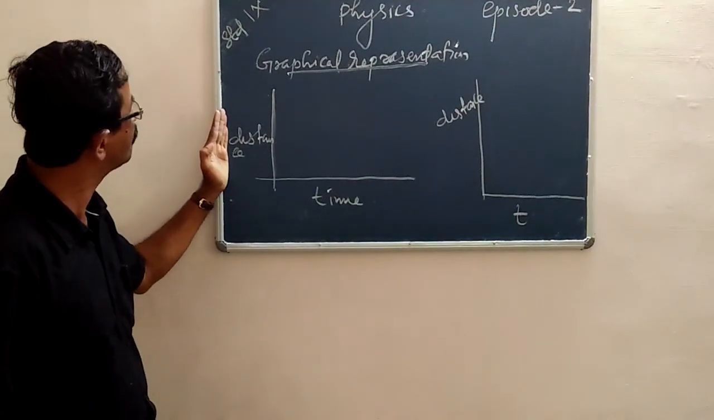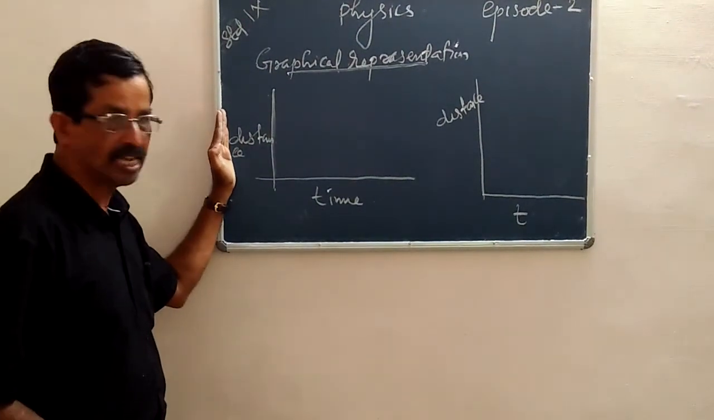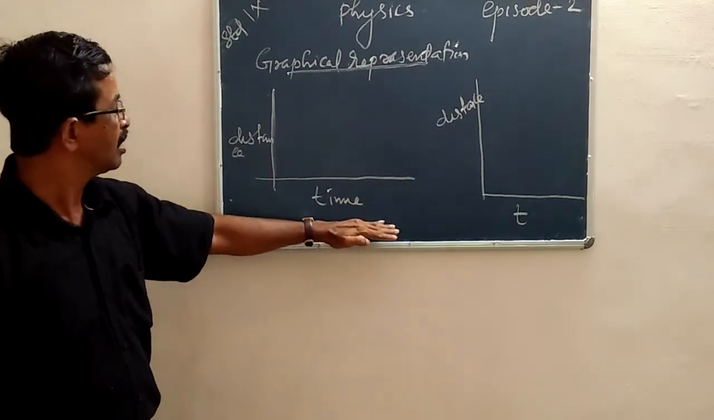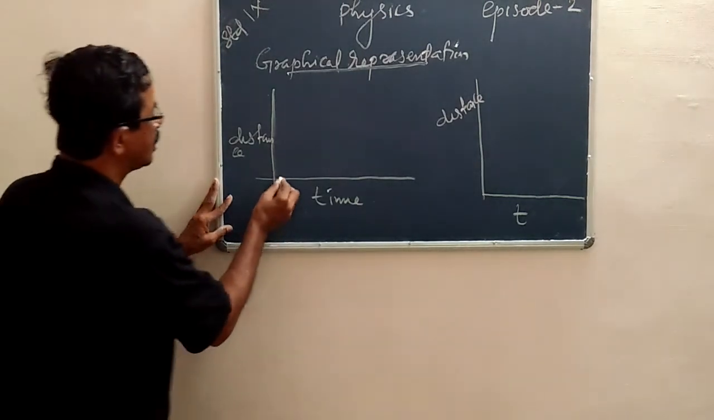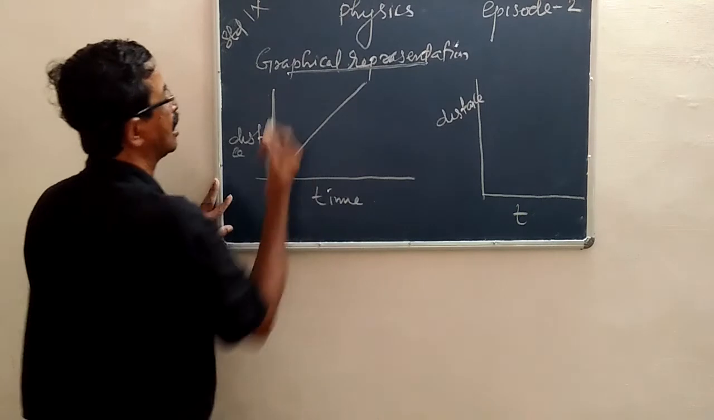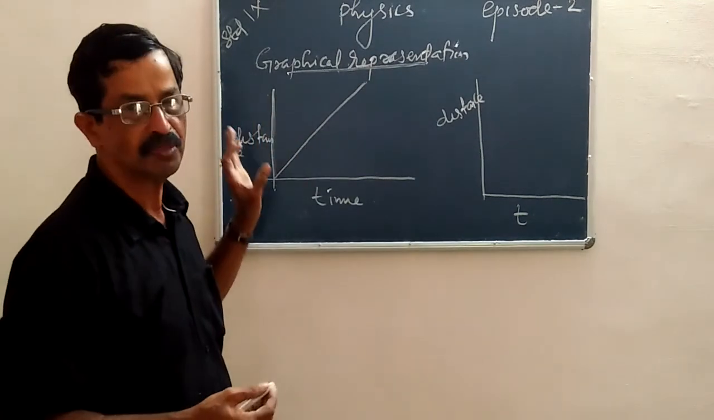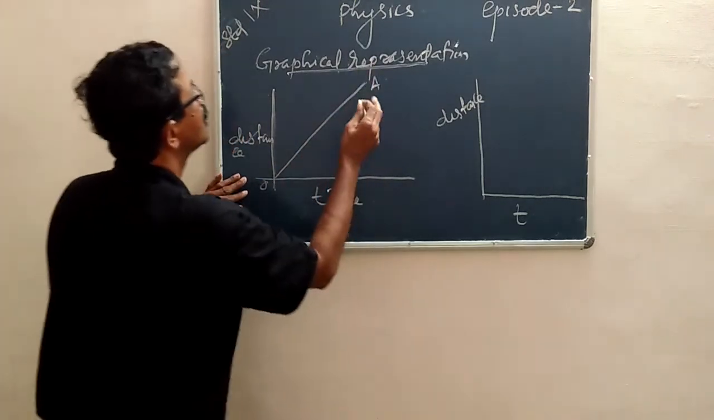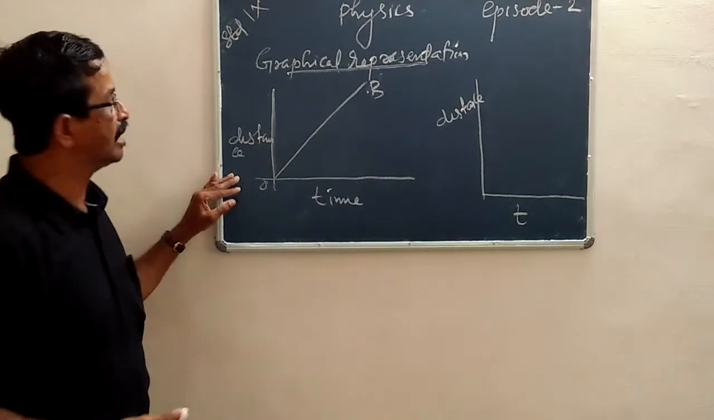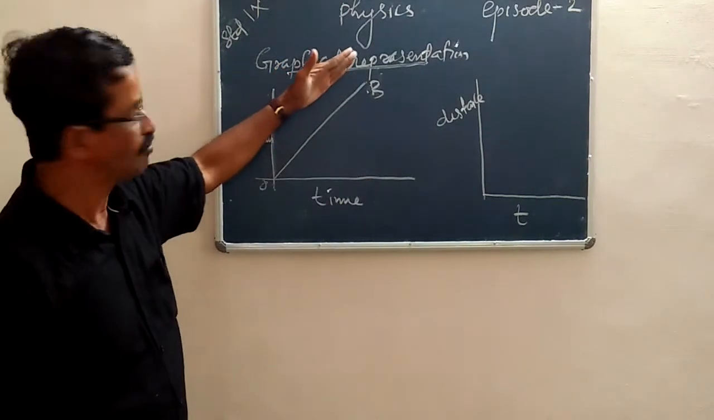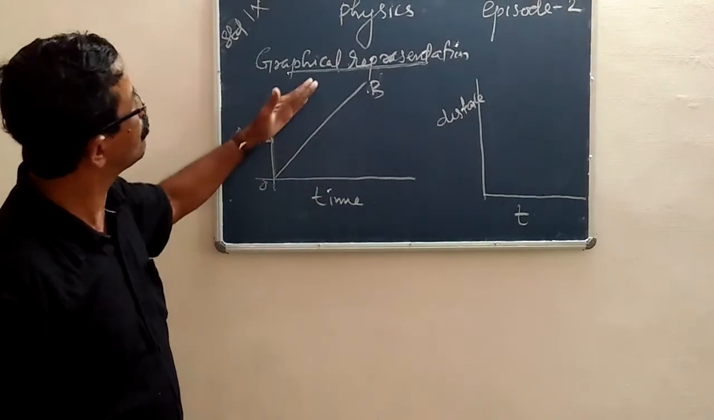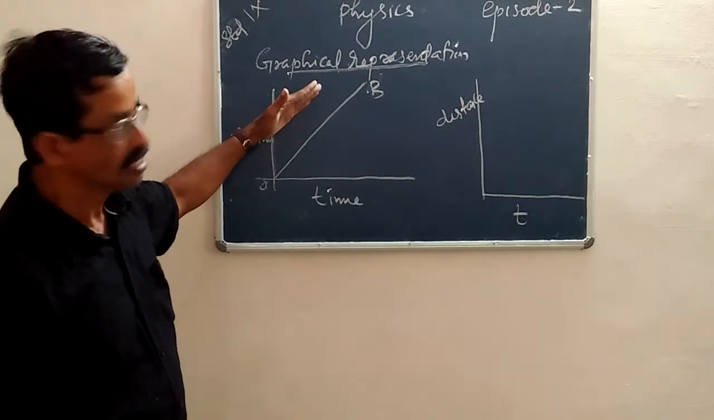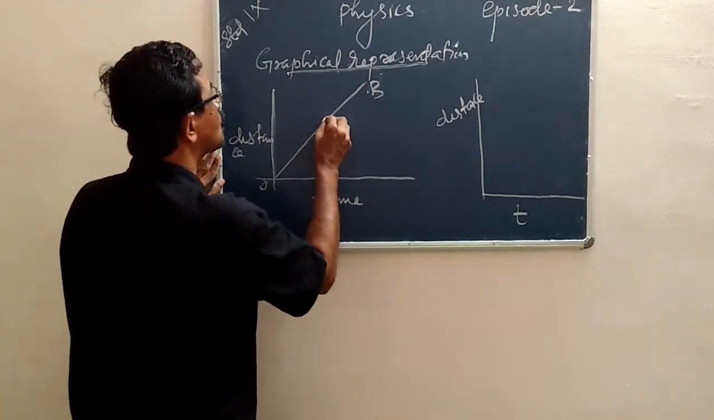In a distance time graph, distance is along the y axis and time along the x axis. If the motion is uniform, then the graph we get is a straight line. Suppose, as in the figure, OB represents the distance time graph of a body moving with a uniform speed. Then we want to find out its speed from this.